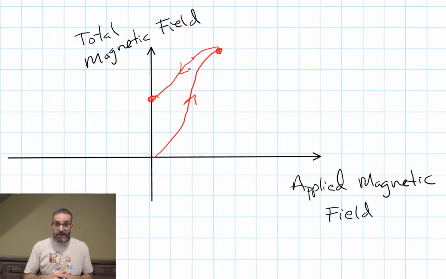This is called hysteresis, when you go through a cycle and you don't come back to where you started. So we've gone through a cycle, we've turned on an external magnetic field, we've turned it off, and we're not back where we started. We now have residual magnetism because we've created a permanent magnet.